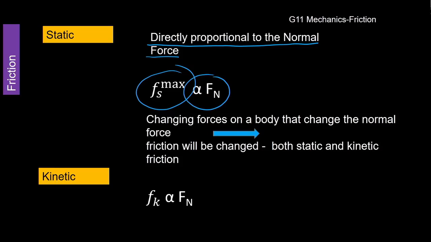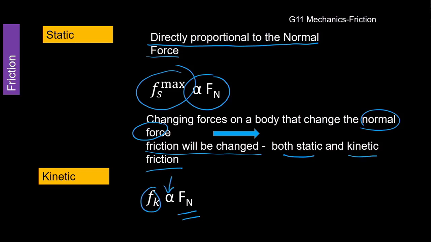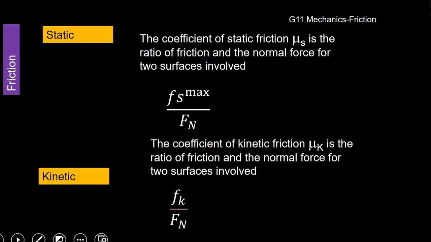If we change the forces acting on the body so that we can change the normal force, then the frictional force will be changed, and that applies for both static and for kinetic friction. So we can also say that the kinetic frictional force is directly proportional to the normal force. We come up then with equations because we can't use the relationship for calculations.